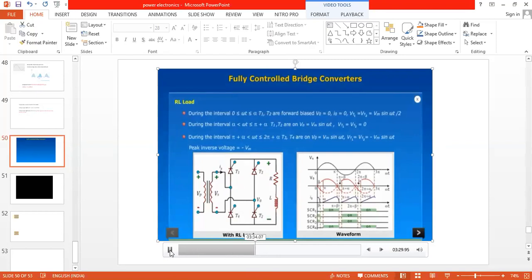If it is clear, in order to explain this graph, let us complete this one. Fully controlled converter with alpha less than 90 degrees. In order to get maximum output voltage, we should have the minimum firing angle. So this is the graph. I'll explain this graph now. For your understanding, I just draw it.